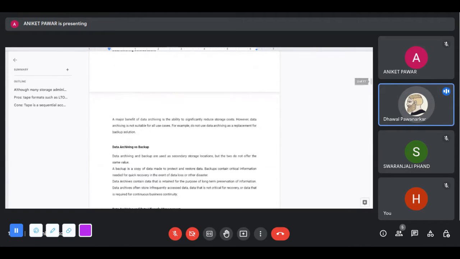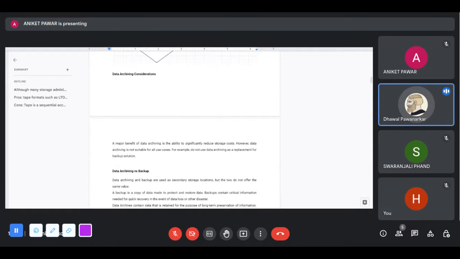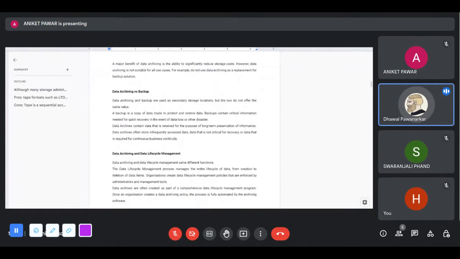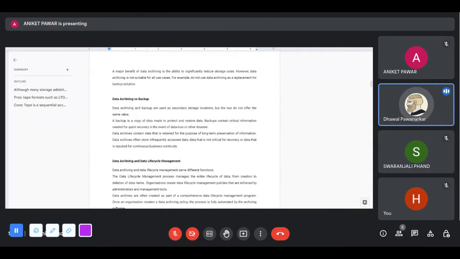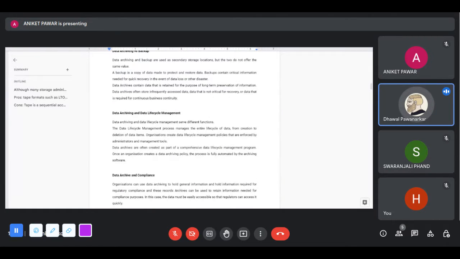Next we have the data archiving considerations. A major benefit of data archiving is the ability to significantly reduce the storage cost. And in this we also come across backup. Data archiving and backup are two different terms, but people often confuse data archives with backups. Backups are critical for compliance, disaster recovery, and business continuity. Archives, on the other hand, are necessary for compliance. Some organizations may use archive data and backups together, like backing up helps the archive ensure its integrity.